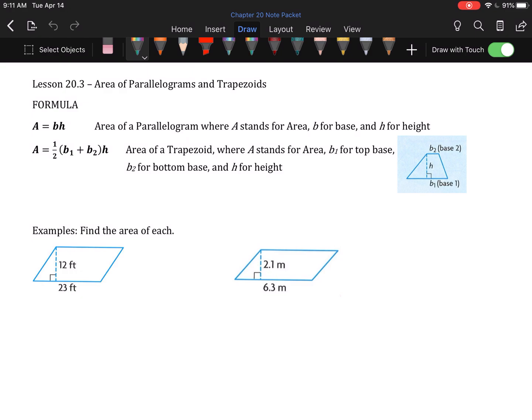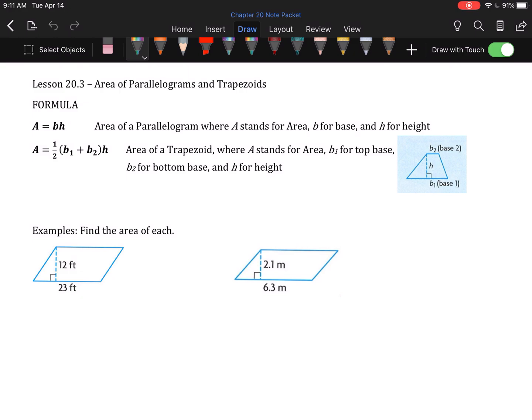Instead of length and width, we use base and height. And we only do that because the height is not part of the shape itself. It's going to be drawn in just like it was with triangles. It's going to have that dashed segment coming down through the shape.